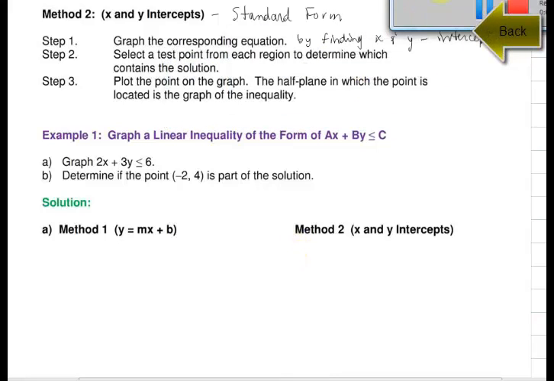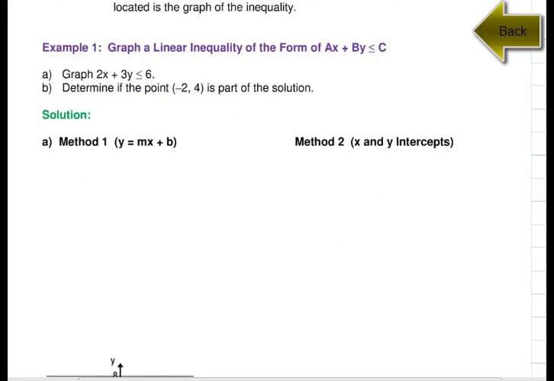Okay, so let's take a look at example number 1. You are asked to graph 2x plus 3y is less than or equal to 6, and then determine if the point (-2, 4) is part of the solution. So I want to start with example number 1, method 2, where we're looking for x and y intercepts.